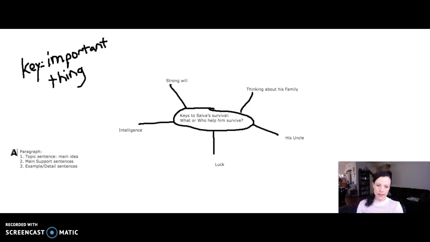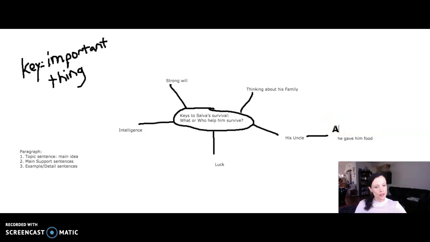So example sentences or detail sentences give you more information. So for example, if you're thinking about how did his uncle help him survive? Well, let's make some example sentences about that. Think about the book. What are ways that Salva's uncle helped him survive in difficult times? Give him food, right? Now, in your actual paragraph, you're going to say more. Right now, we're just planning and thinking about what we can talk about. But one example is his uncle gave him food.